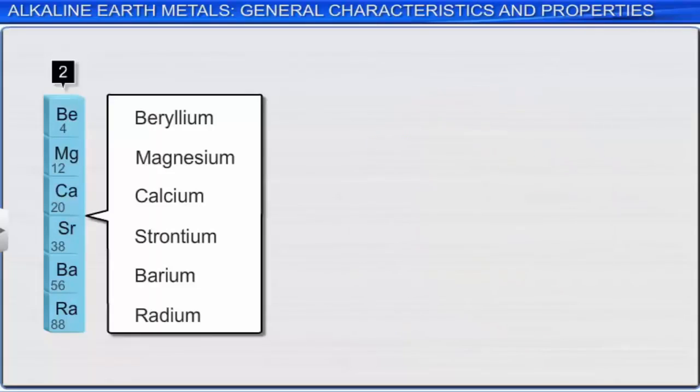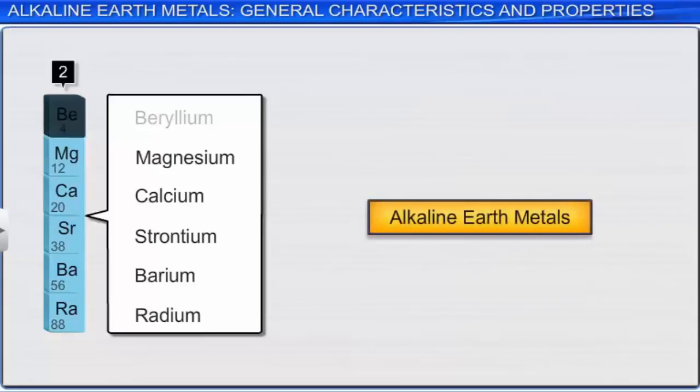These elements, with the exception of beryllium, are known as alkaline earth metals. These are so called because their oxides and hydroxides are alkaline in nature, and these metal oxides are found in the Earth's crust.